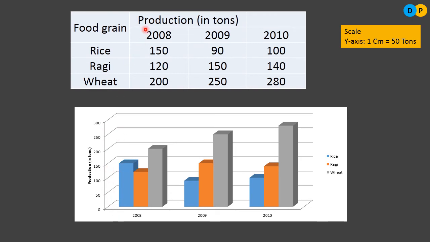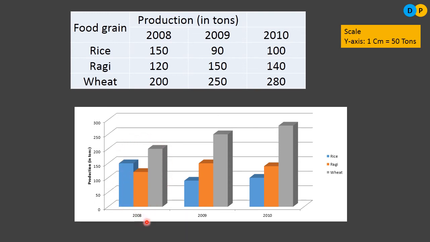Now for each time period, for example 2008, 2009 and 2010, we have constructed different rectangular bars. For year 2008, the rice is 150 tons, ragi is 120 tons and wheat is 200 tons. As you can notice here, in the time period 2008, I have erected rectangular bars adjacent to each other, next to each other, without giving any space. So this complete data is of 2008.